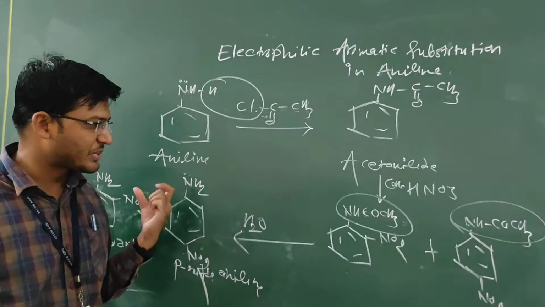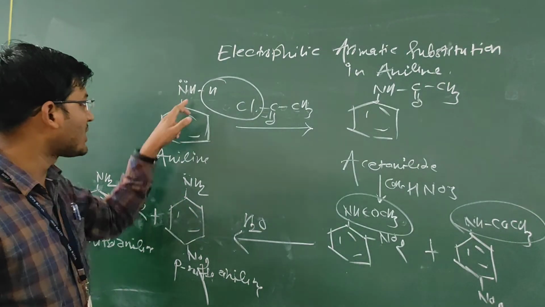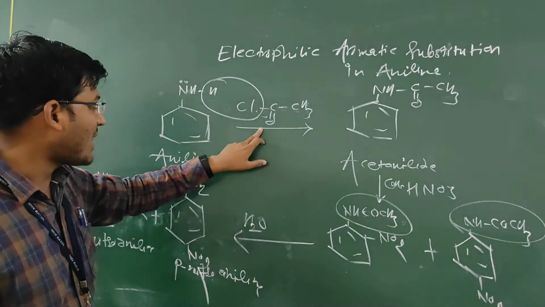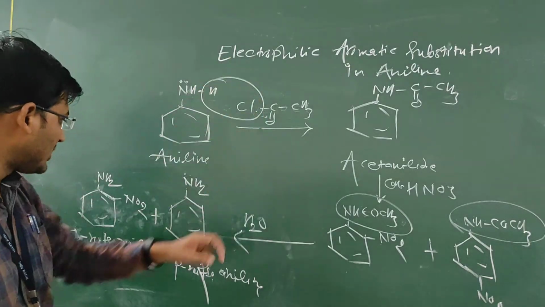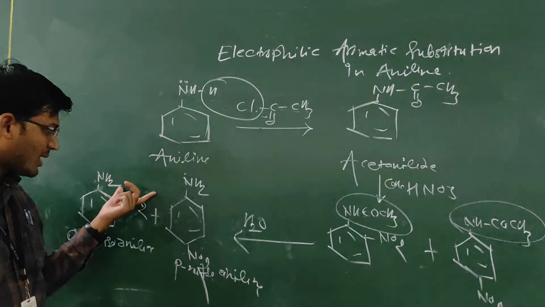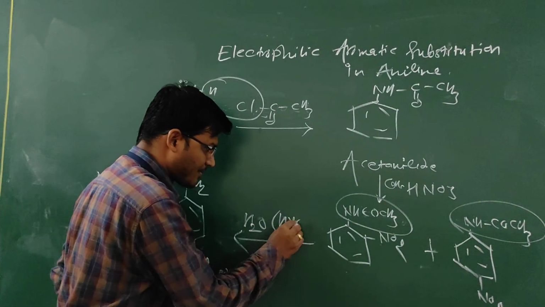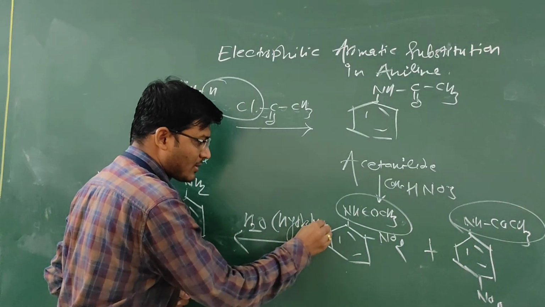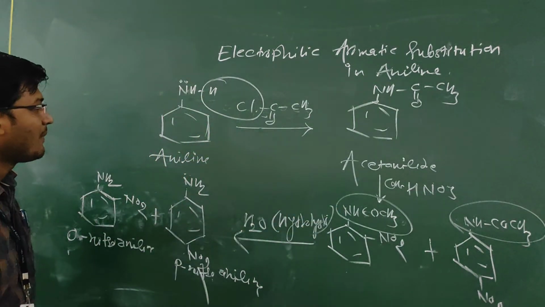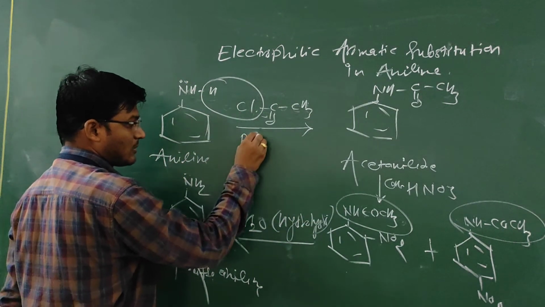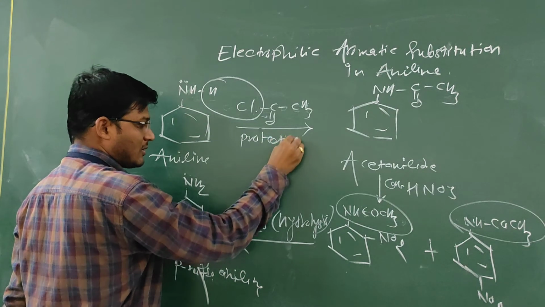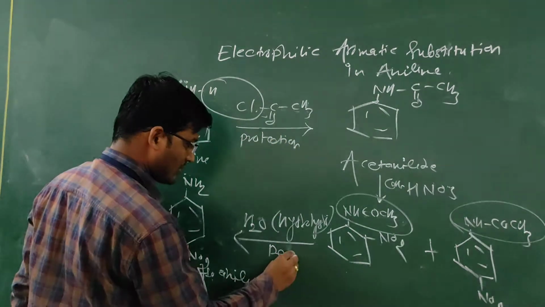Electrophilic aromatic substitution in the case of aniline. Here the protection takes place by acetyl chloride. Here the deprotection of the NH2 group takes place by hydrolysis. This is the protection. This is the deprotection.